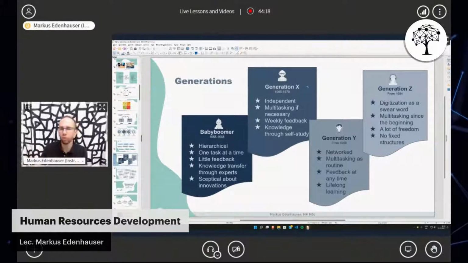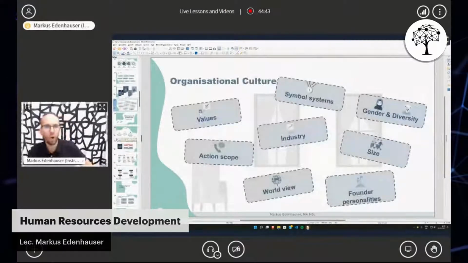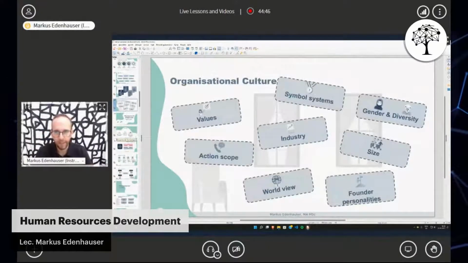It's not easy to get all of the different kinds of generations engaged in our topic. And of course, digitalization and human resources is our favorite topic. That's why we are here, and that's why we want to start. So let's see, the next, where's the mouse? Here we go. Also, the last time we talked about organizational culture.